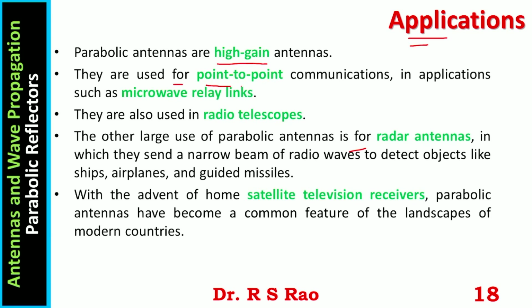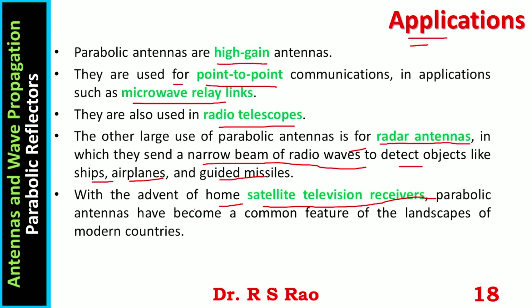They are used for point-to-point communications in applications such as microwave relay links. They are also used in radio telescopes. They are used in radars. Radar is a system in which a narrow beam of radio waves is transmitted to detect objects like ships, airplanes, and guided missiles. With the advent of home satellite television receivers, parabolic antennas have become a common feature of landscapes of modern countries.